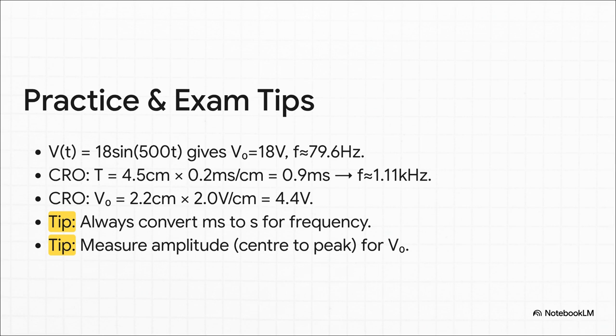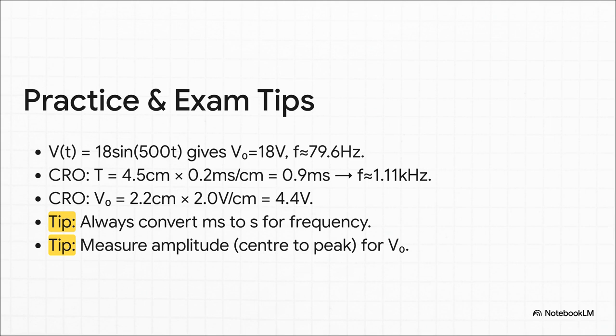Got it? Okay, number 2, a CRO problem. One cycle is 4.5 centimeters. Time base is 0.2 milliseconds per centimeter. What's the frequency? Well, the period is 4.5 times 0.2, which is 0.9 milliseconds. That gives a frequency of about 1.11 kilohertz. And last one, amplitude is 2.2 centimeters, Y gain is 2.0 volts per centimeter. The peak voltage, it's just 2.2 times 2.0, so 4.4 volts.